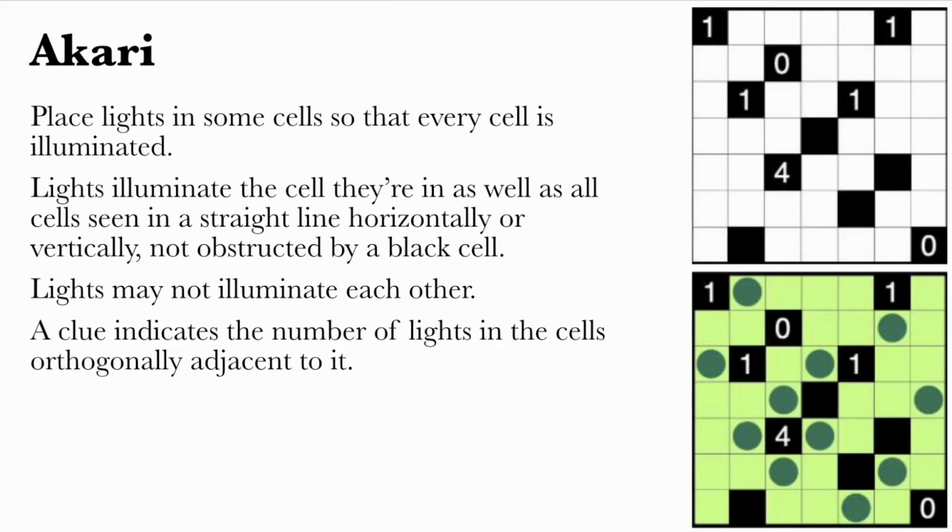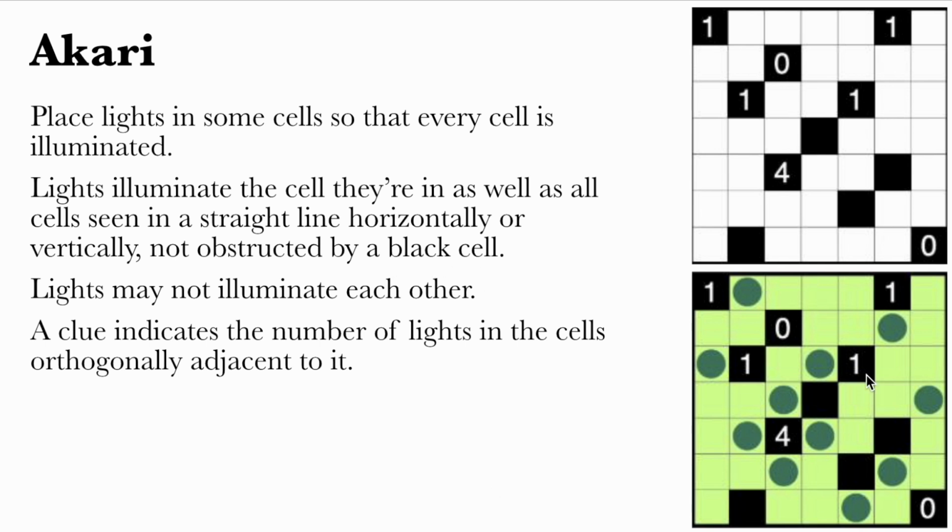Akari is a pencil puzzle in which we are going to be drawing lights in a grid to satisfy the following rules. Place lights in some cells so that every cell is illuminated. Lights in this example interface are represented by the green circles. Lights illuminate the cell they're in, as well as all cells seen in a straight line horizontally or vertically, not obstructed by a black cell.